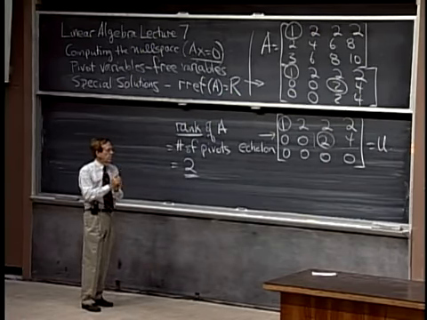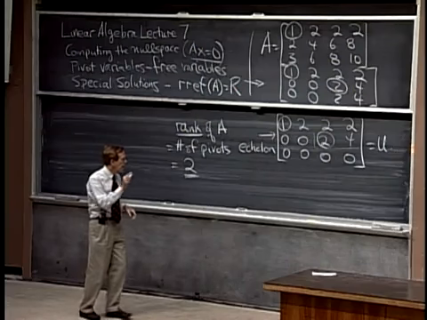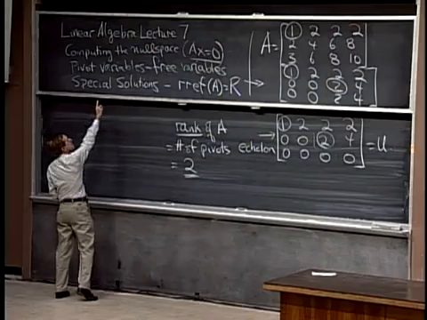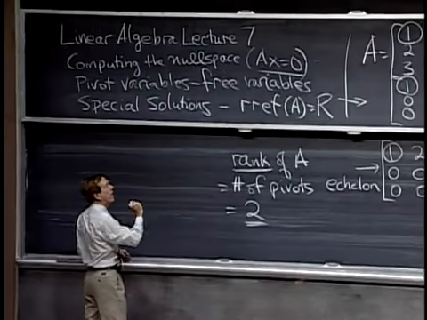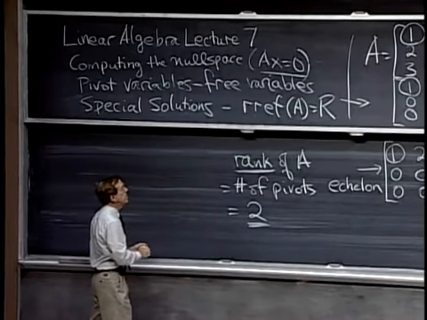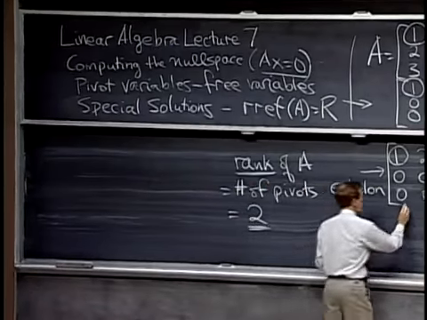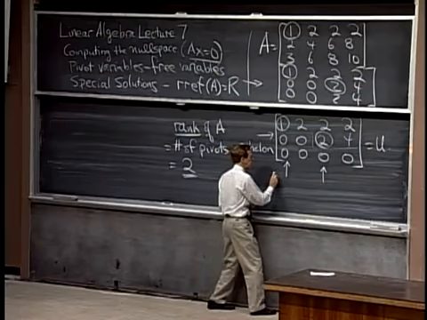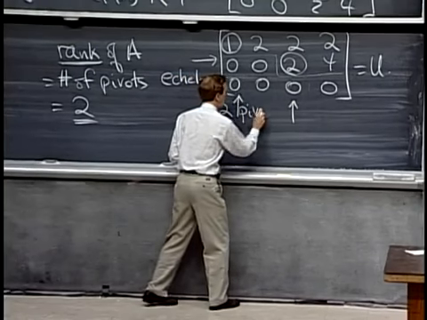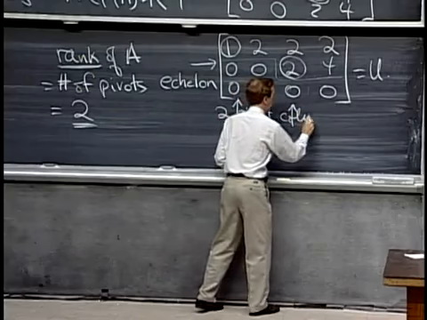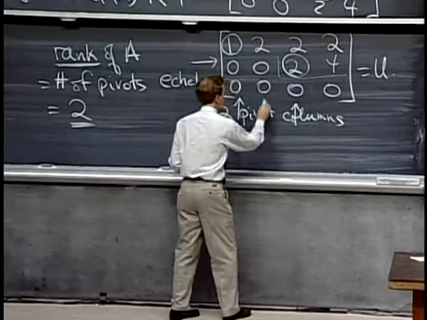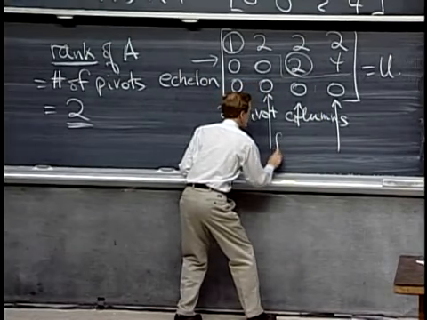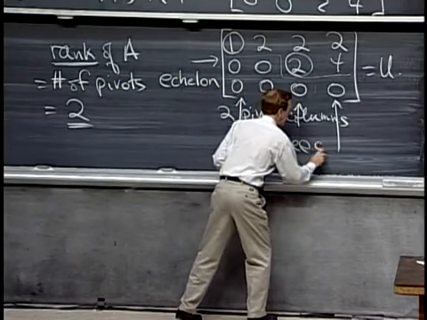OK, here's the critical step. I refer to it up here as separating out the pivot variables, the pivot columns, which are these two. Here I have 2 pivot columns. Those obviously are the columns with the pivot. And I have the other columns, which I'll call free. These are free columns.